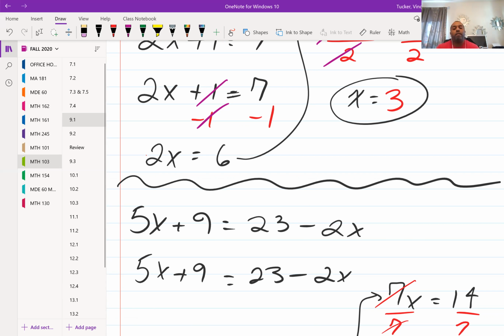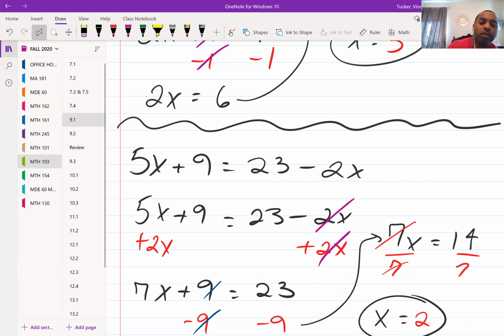All right, next one we have 5x plus 9 equal to 23 minus 2x. Now we notice the difference between this one and the last one is that we have 2 terms that have x in it. So your goal should be to get all of your terms with x to one side of the equation, all of your terms without x to the other. It doesn't matter which one of these 4 terms you move first. As long as you do it correctly mathematically, you'll still get the same answer. So I'm going to go ahead and add 2x to both sides. 2x and negative 2x will cancel on the right. Then on the left, we have 7x plus 9.